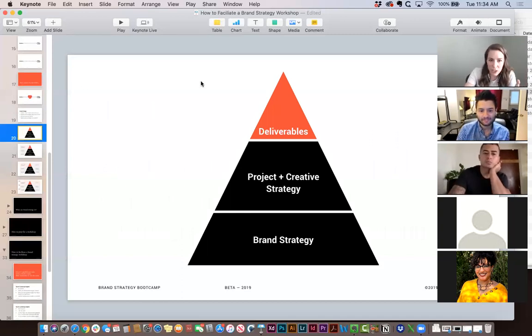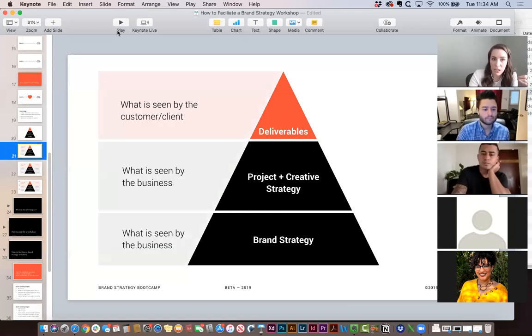So if we go deeper, this is how I'm seeing it visually too. If we have the business, and I'm talking really about the brand, the business side is another thing. But here's how I see it. We have the brand strategy as the foundation, the project and creative strategy, and then we have the deliverables at the top. For me, this is what the customer sees, and your customer, the client that hires you.